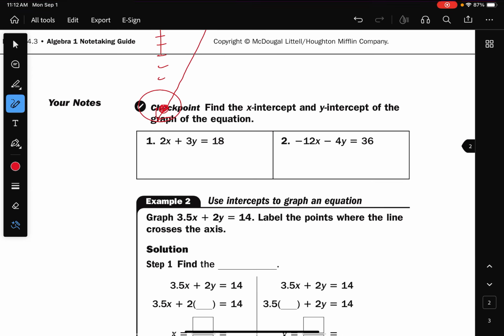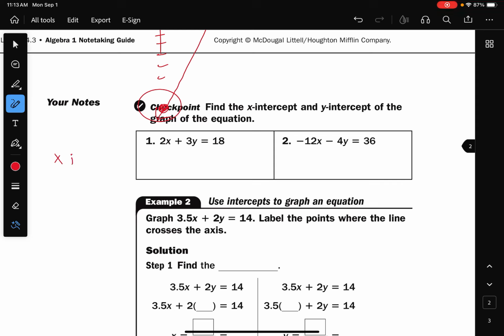All right, so pause this video and go ahead and do number 1 and 2. Very good. You should have that the x-intercept, and you want to make sure those are labeled. So if you just have x equals, it's not enough information. You want to make sure you have x-intercept. So, and then x equals 9. And then for your y-intercept, you're going to have y equals 6.